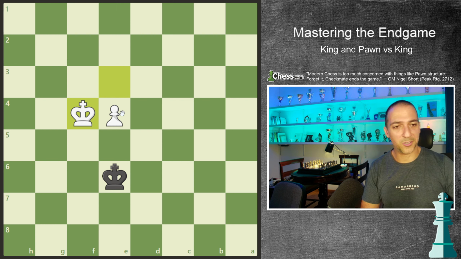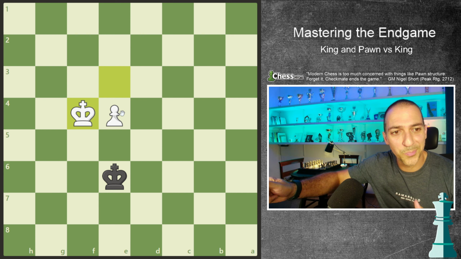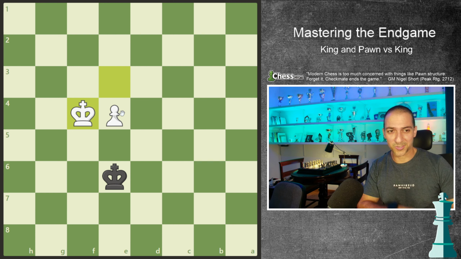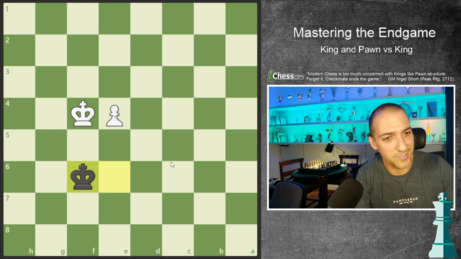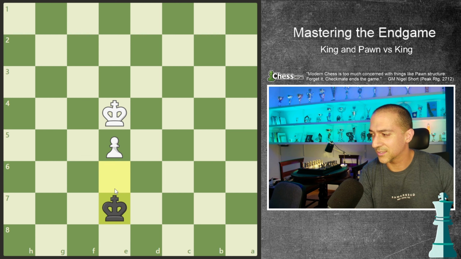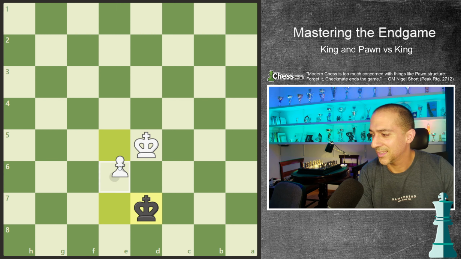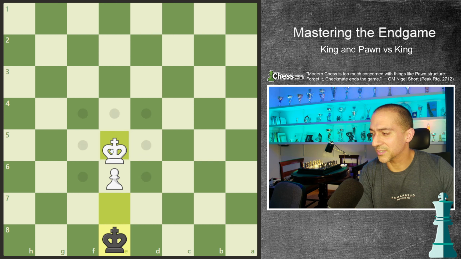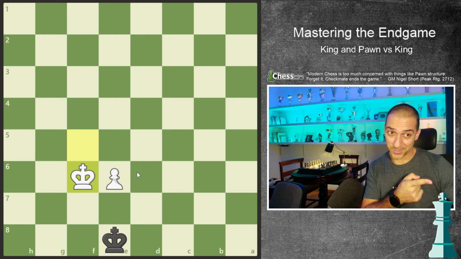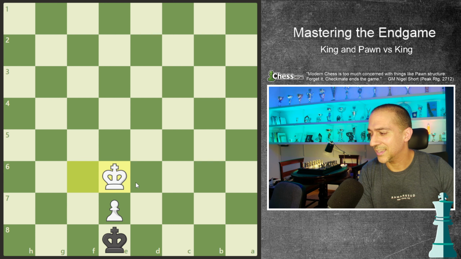Okay, alert. He's trying to put the king in front of the pawn. What will you do? Correct. Opposition. Let's go. Pawn advances, king, king. Again. Opposition. It's over. He will try to do this kind of stuff, but you don't need to worry about it. Now, opposition. And it's a draw.